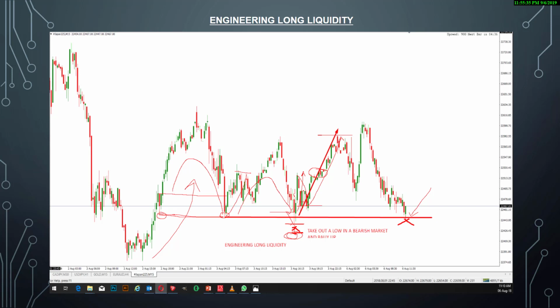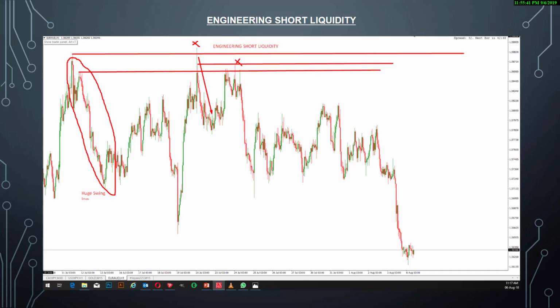So now let me illustrate how short liquidity is engineered. Right, we've got Euro AUD here, H1 time frame. We've got price rally, creates a swing high here, right? A fresh zone has been created. There was a small retest and a good trade to the downside. You see, this is a good short trade of this supply zone here.